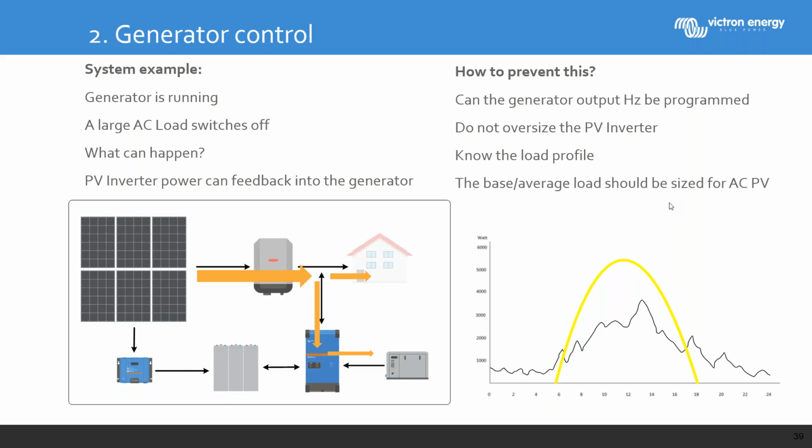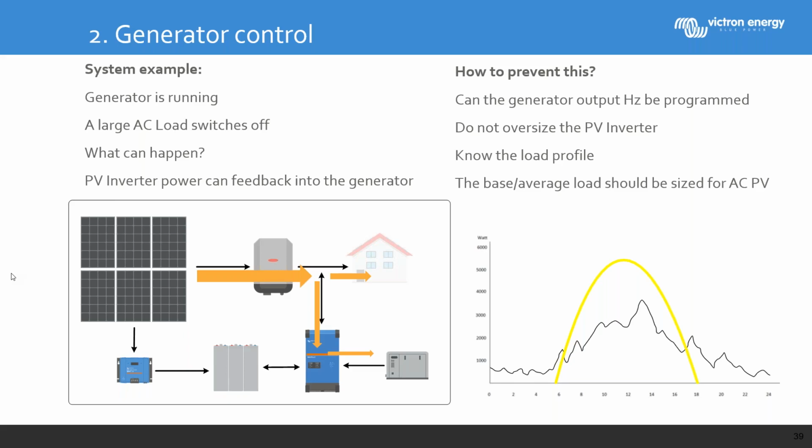Also, what you can do is program the frequency of your generator. For example, some people set the generator to 52 Hertz. It means when the generator is running, the PV inverter, the Fronius inverter, will stop producing power. So it's just curtailed, and only the generator will be able to charge the battery and provide the load. Another solution could be to physically disconnect the Fronius inverter with a contactor when the generator is on.